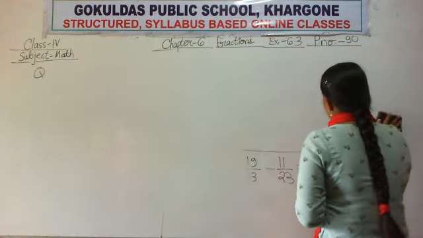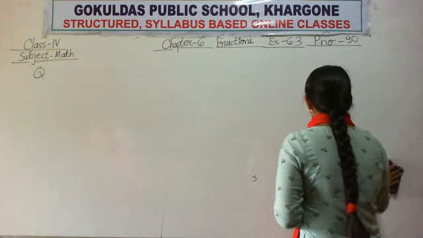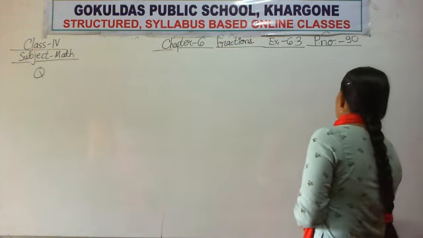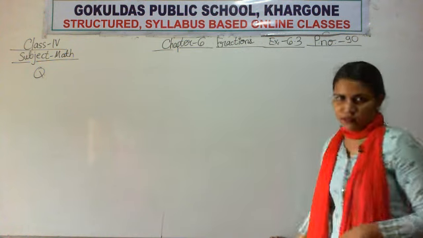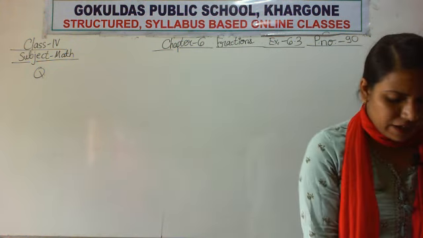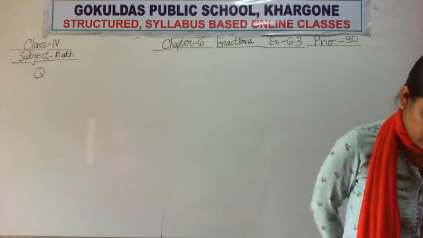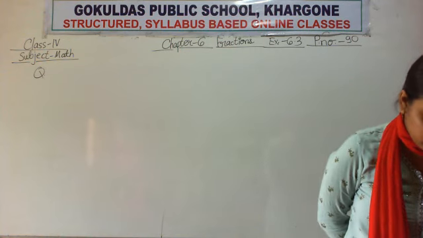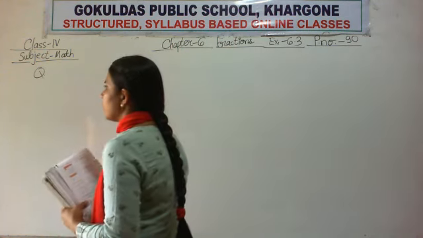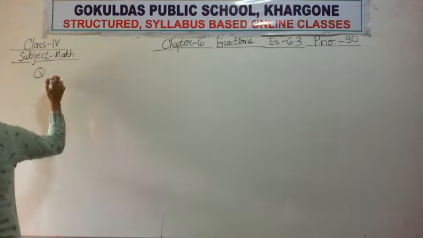In this exercise we have discussed how to add fractions and how to subtract fractions. How to add like fractions, how to subtract like fractions, we have discussed. Now question number 4, which is a word problem. Read the word problem carefully.